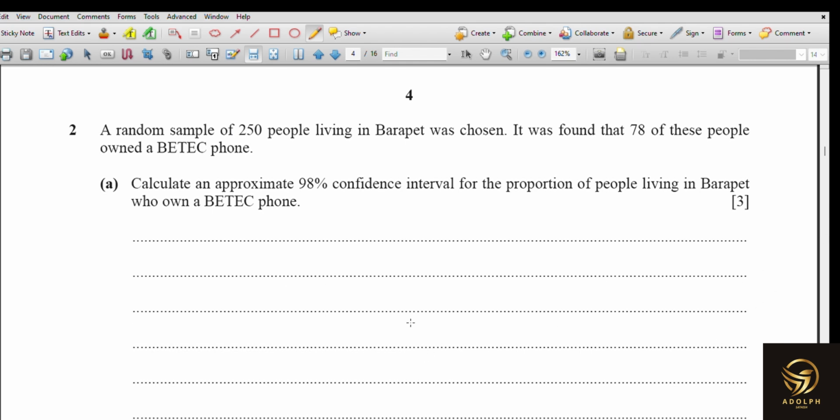It is quite simple, because we are just going to follow the formula. The formula is, it is not x bar, actually it is p s, the reason being that it's a proportion that is given here. So we should use p s plus or minus z multiplied by root of p s q s by n. This is the formula we want to write, and p s is 78 out of 250 people, and the answer we are getting is 0.312.